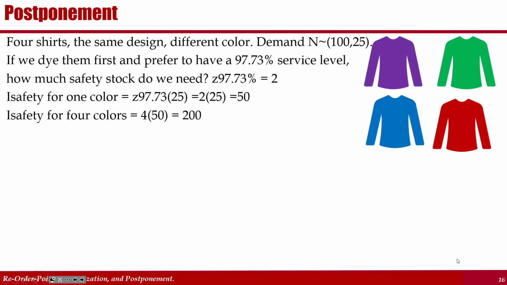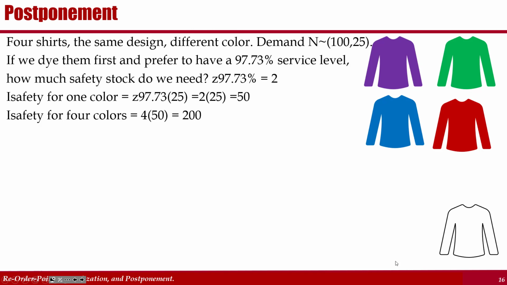Now, suppose we postpone differentiation. We do not dye these fabrics and leave them as blank fabric and wait for the demand, because demand of red may go up, demand of green may come down. But if we do not differentiate, when one goes up and the other comes down, they compensate for each other, and we don't need too much safety stock. So now we assume that we have a fast machine. It can paint this shirt 2 different colors as demand comes in. Now this new shirt is an aggregation of 4 other shirts.